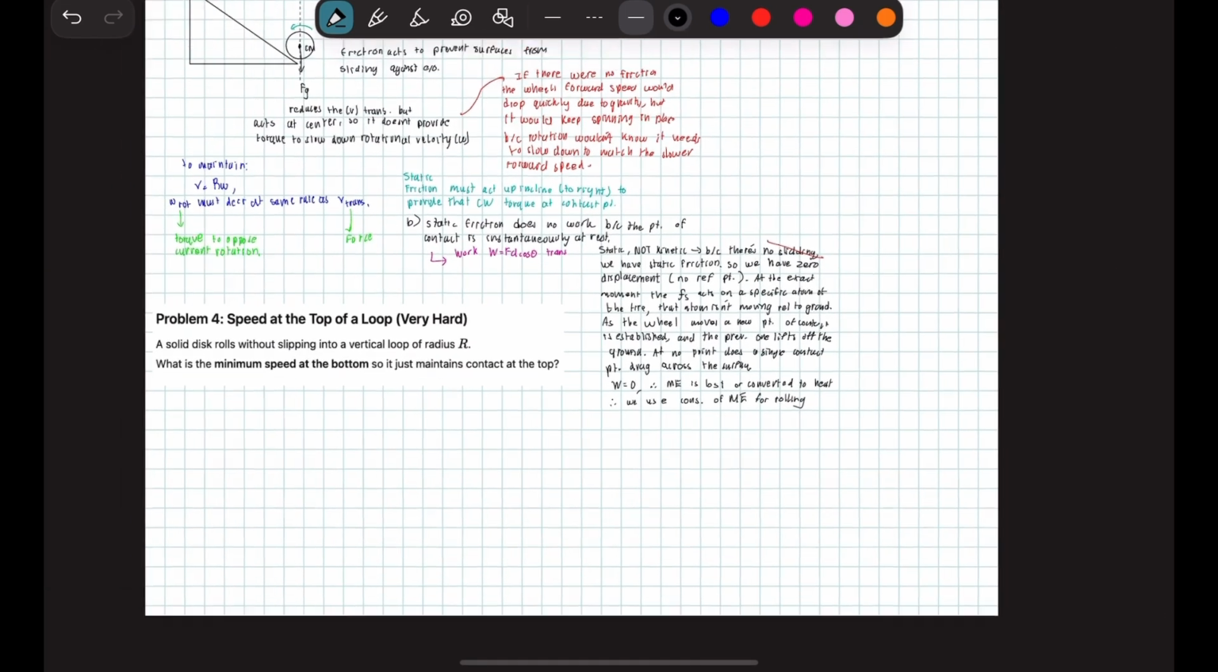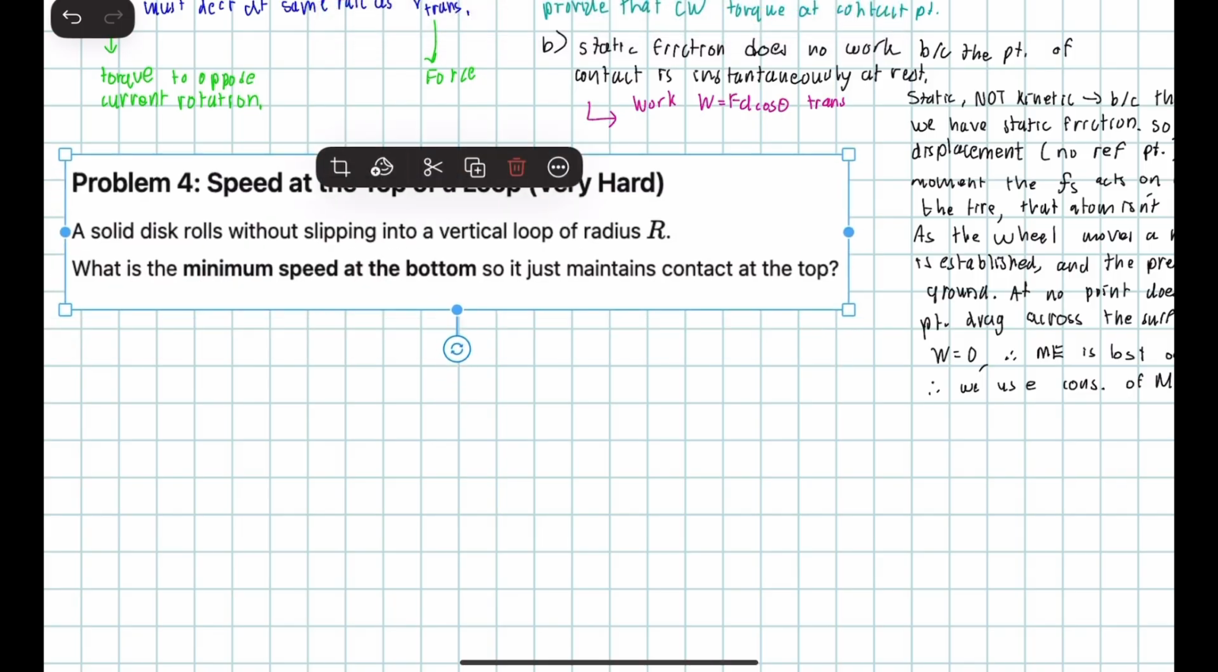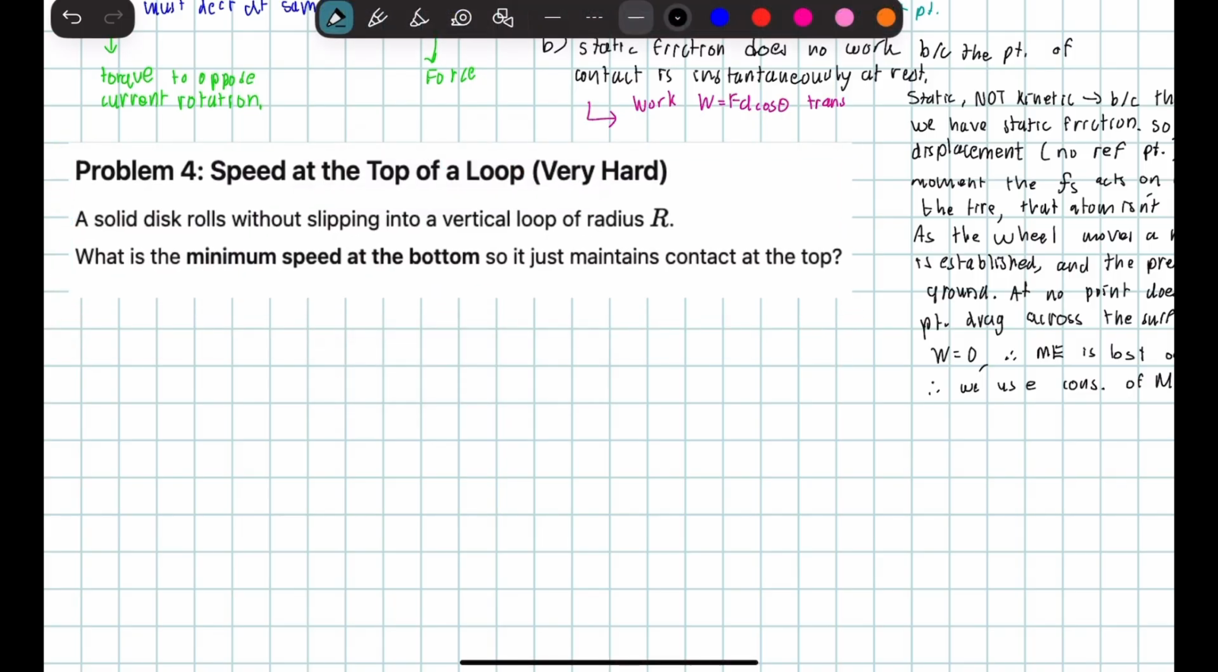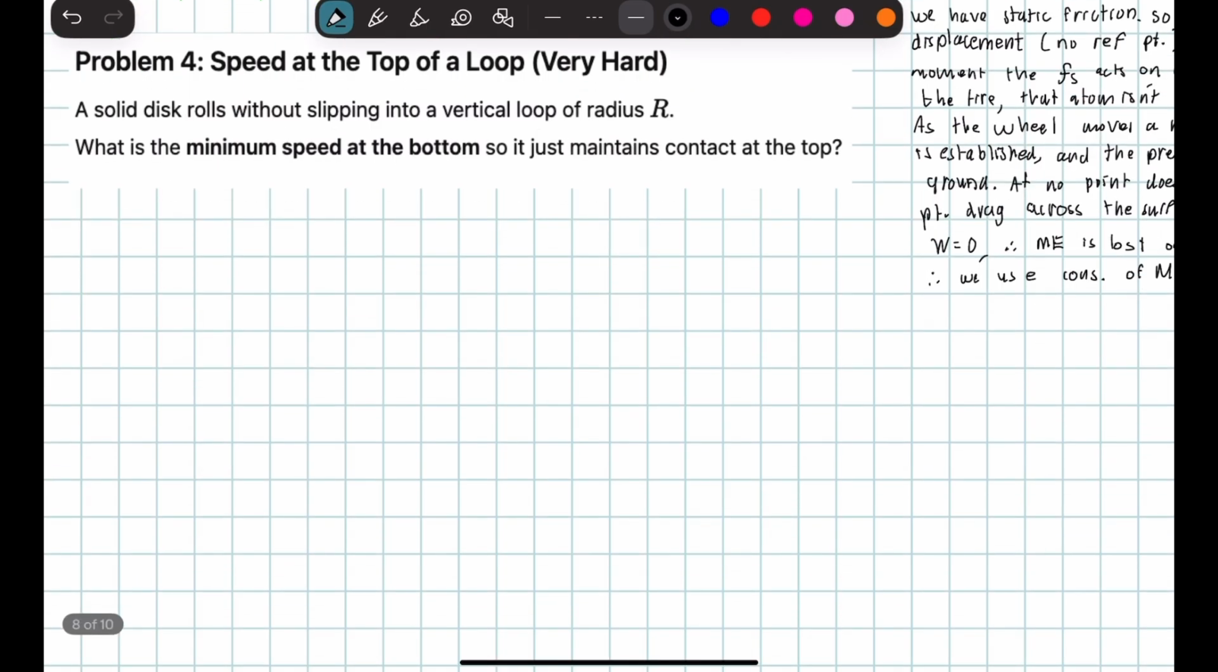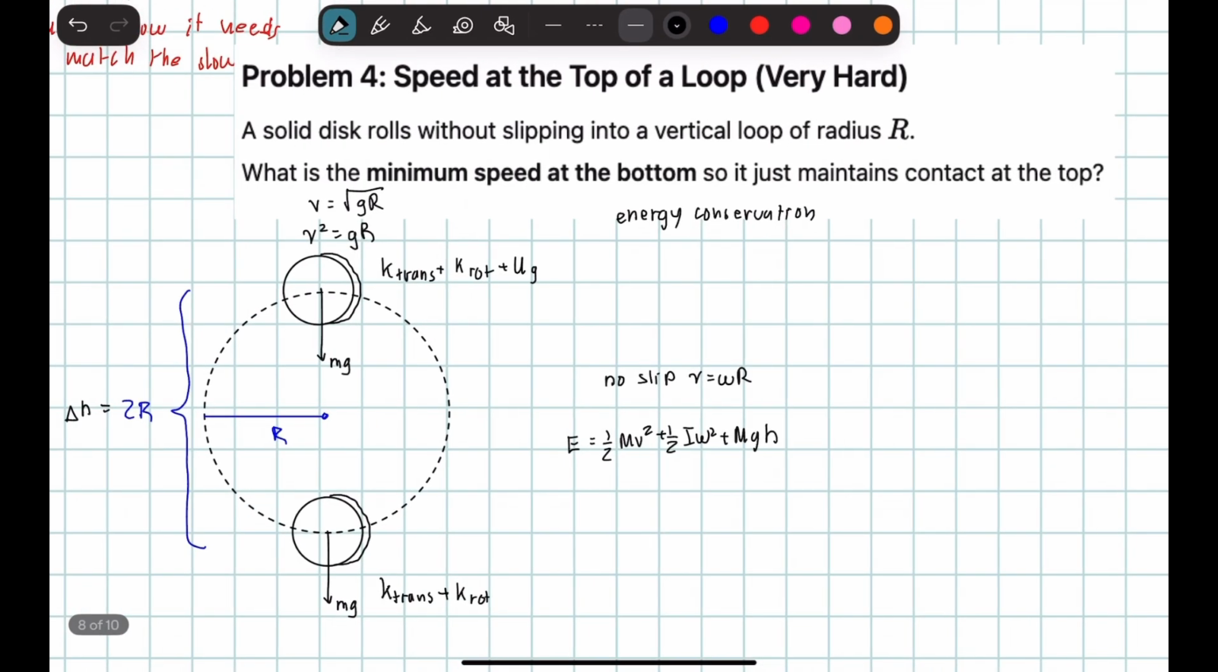So now let's continue with our next problem. A solid disk rolls without slipping into a vertical loop of radius r. What is the minimum speed at the bottom so it just maintains contact at the top? So here's a little diagram to represent what we're trying to tackle.